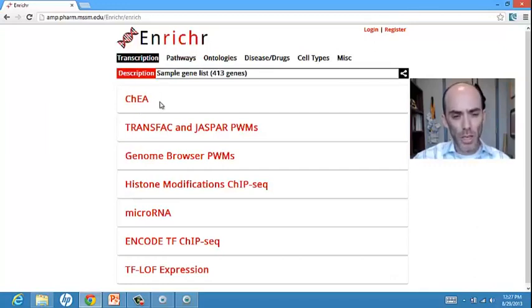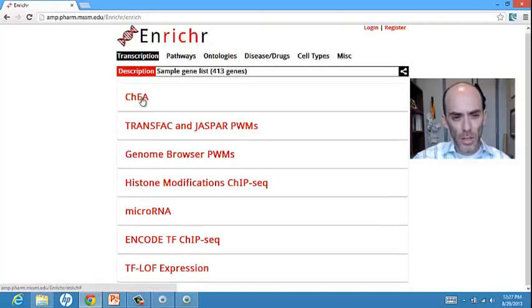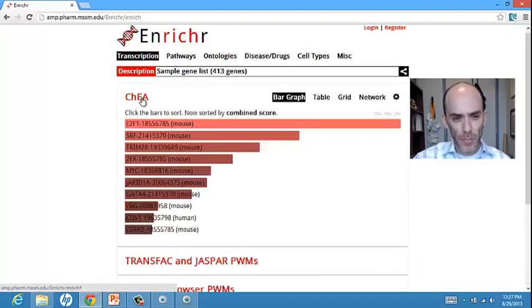For example, for ChEA, we just click on the word ChEA, and then we get a bar graph that visualizes the enrichment level for each of those terms in the ChEA database. The ChEA database is a manually curated database that we developed in our lab, where we extract from publications that describe ChIP and ChIP-seq experiments the targets for mammalian transcription factors.